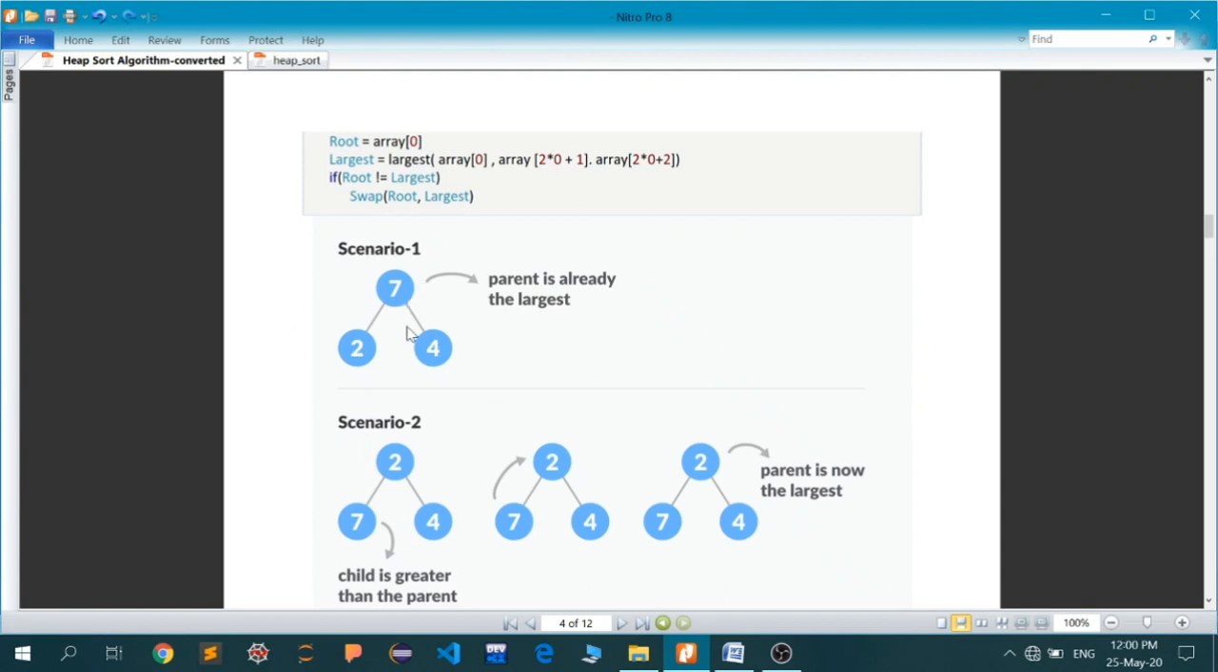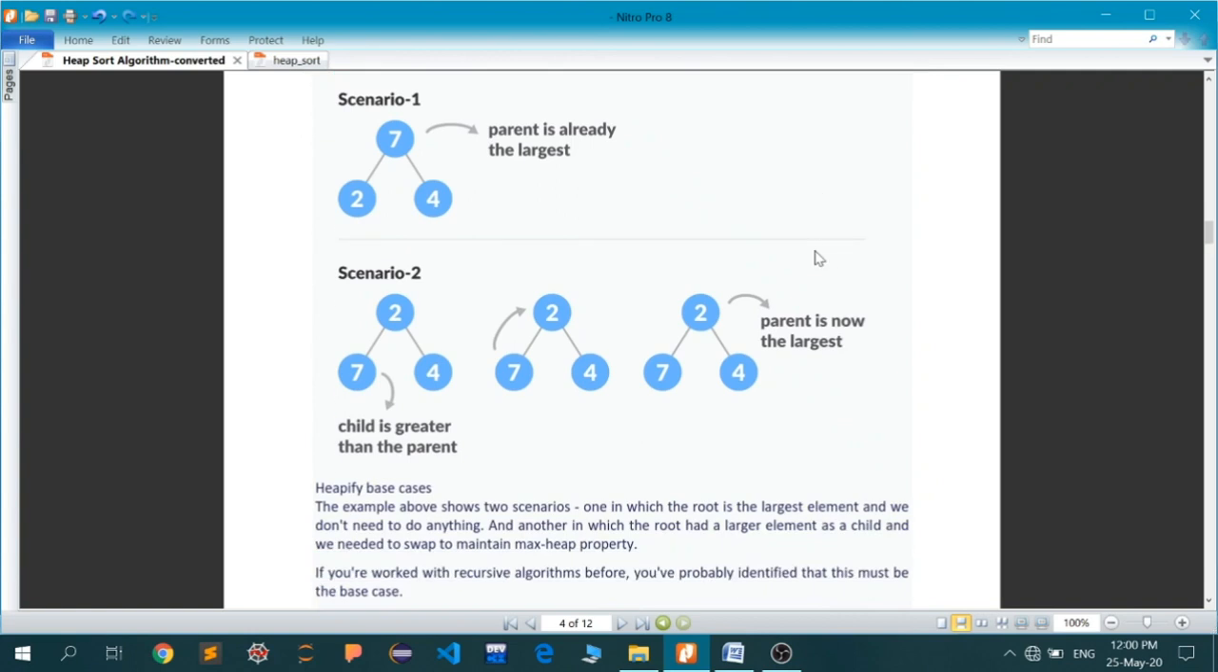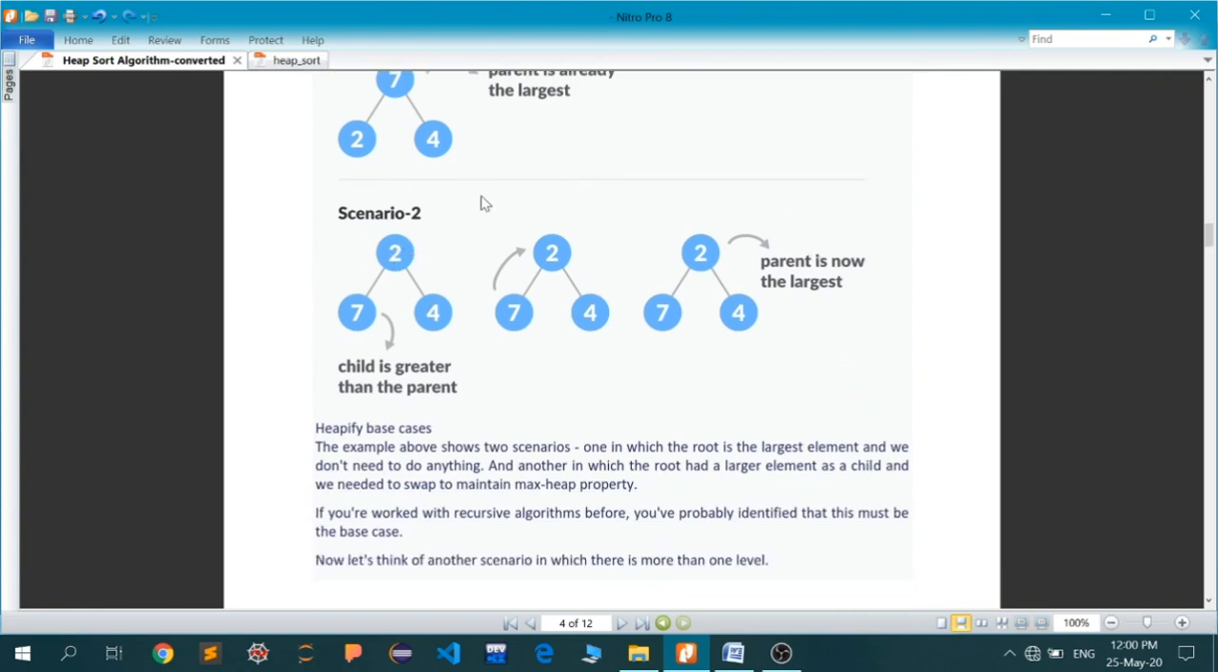Now in this case, as you can see, the root is already the largest. But in the next scenario, say this array will be passed, root will be assigned as 2, and the function largest is going to find the largest value. The largest value out of the 3 will be 7. Now the index of 7 is not equal to the index of 2, that is the root. So we call a function called swap. Swap is just going to swap the value at this index with the value at this index. Then 7 and 2 will be swapped. So 7 will go there and 2 will come down.